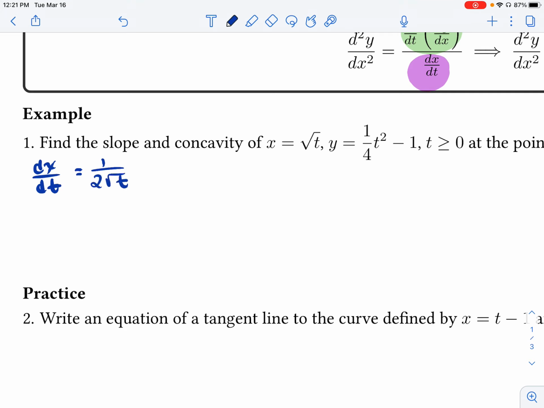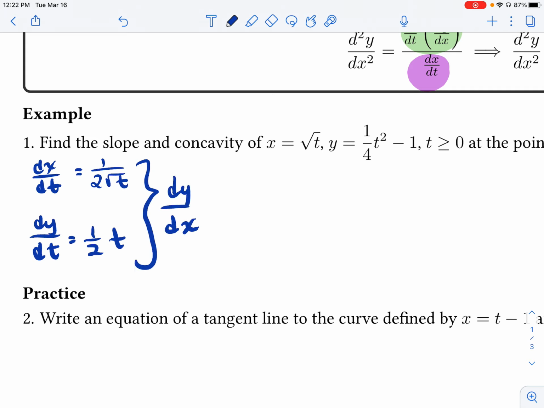Now let's find the derivative of y with respect to t. So dy dt is just going to be 2 times 1/4, so 1/2 t, and the derivative of -1 is just 0. So that's the derivative of x and y, both of these with respect to t. We're going to use these now to find dy dx. This is going to allow us to find our slope. This is going to be dy dt over dx dt.